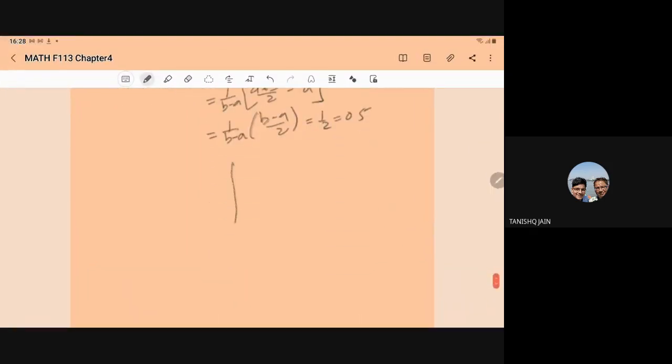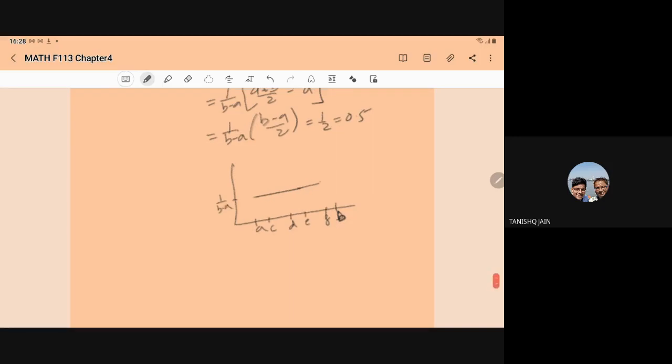Let we have the A and B. Here we have the A and B. Here we have the C. Here we have the D. Here let's say we have the E and F. And between A to B, it is uniformly distributed. So here we have the 1 upon b minus a.